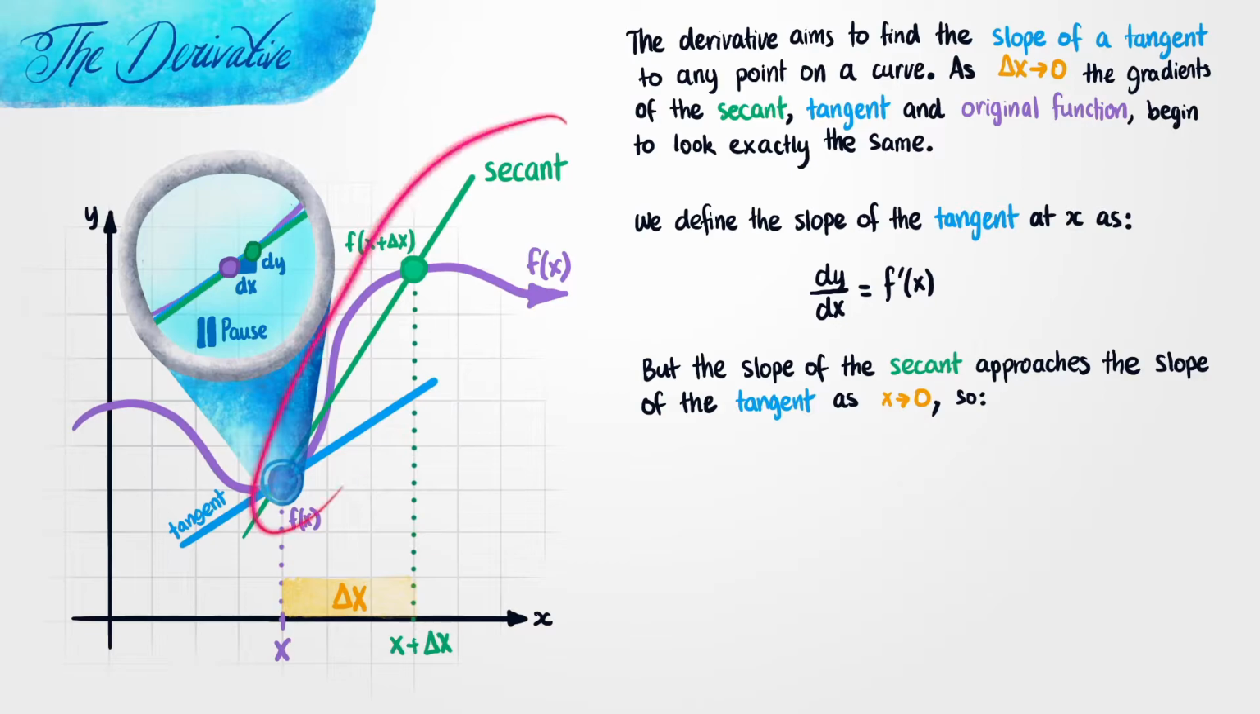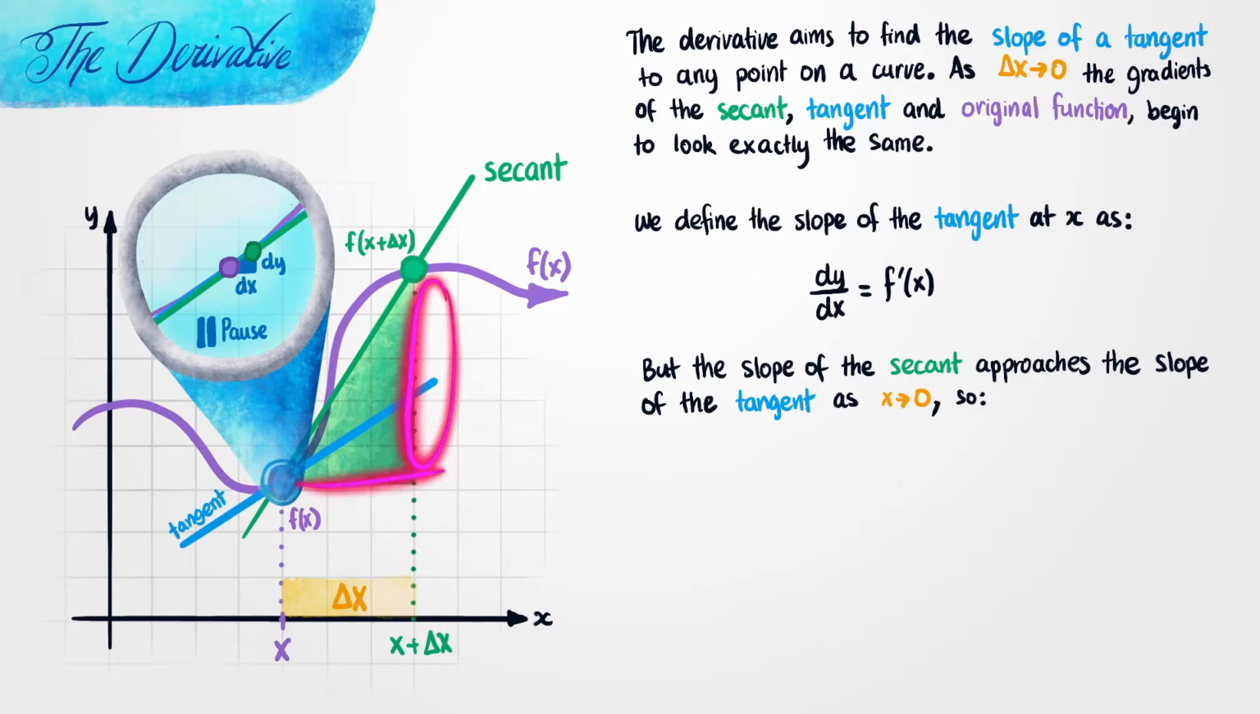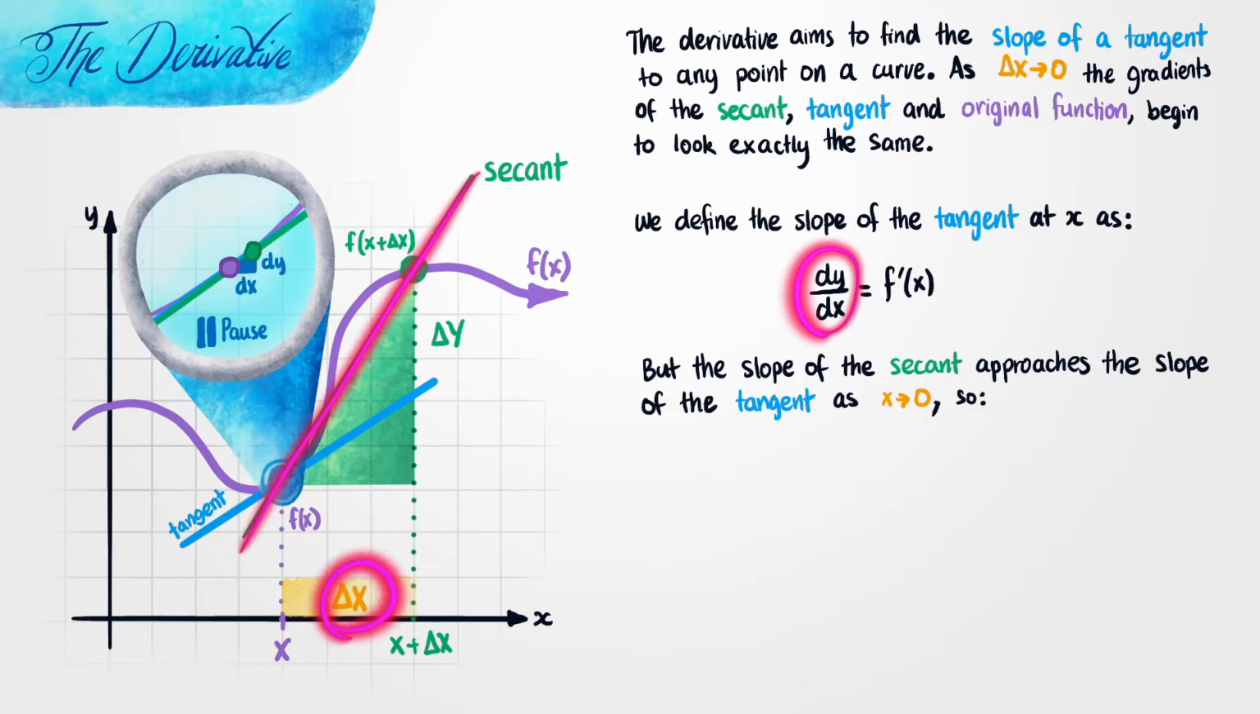Now, because we're talking about the slope of the secant over here, it's going to be helpful to find its slope. So to do that, let's draw a triangle underneath it. Now let's label the height of the triangle change in y, since it's the amount that the y-coordinate changes. And therefore we can say that this slope of the tangent is equal to the slope of the secant in the limit where change in x approaches 0.